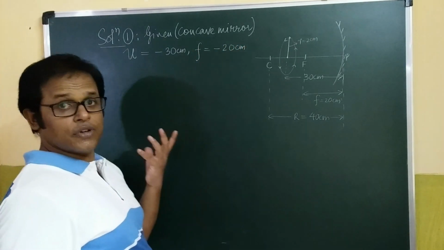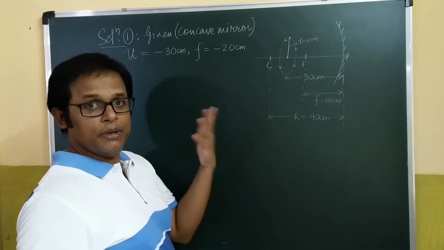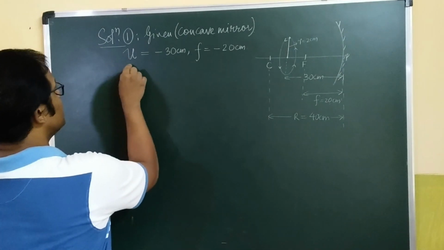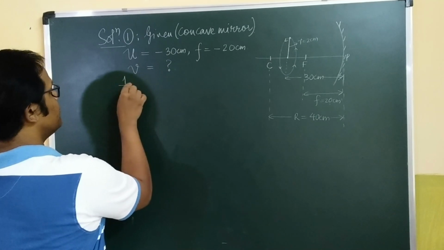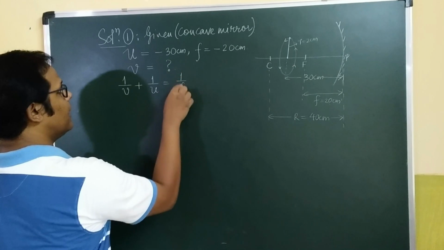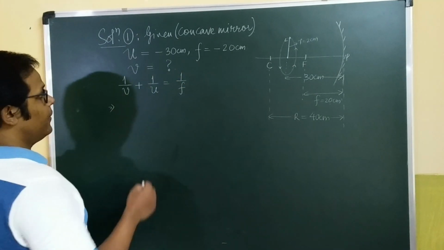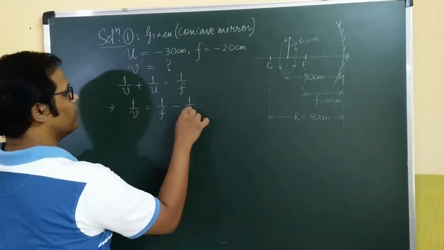I'd like to first of all know where this entire circle's image is going to be formed. I mean to say, let me first calculate the image distance using the mirror formula. So we need the image distance. Using the mirror formula, 1 by V plus 1 by U equals 1 by F. Let me do it. 1 by V equals 1 by F minus 1 by U.